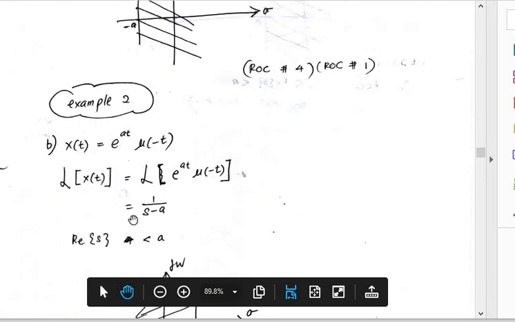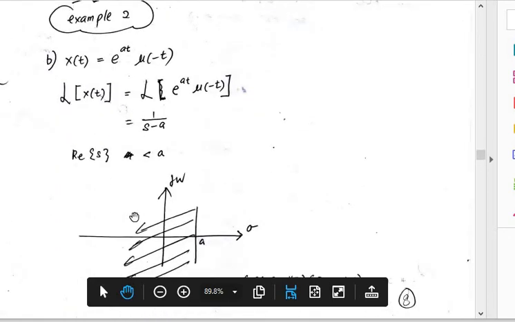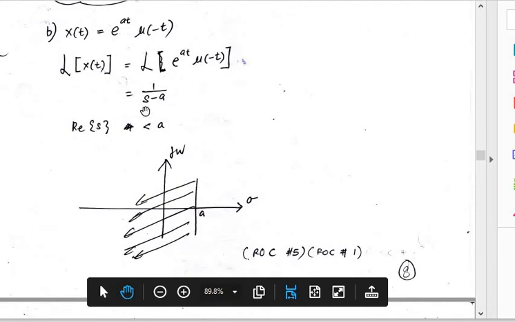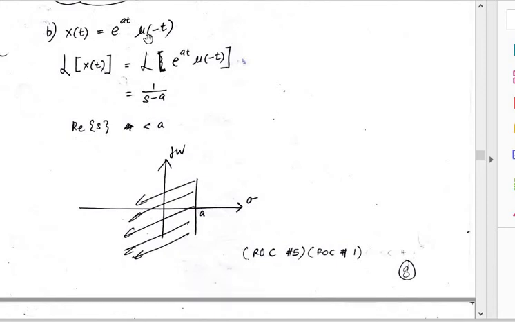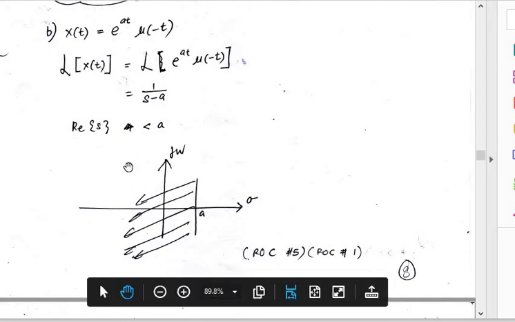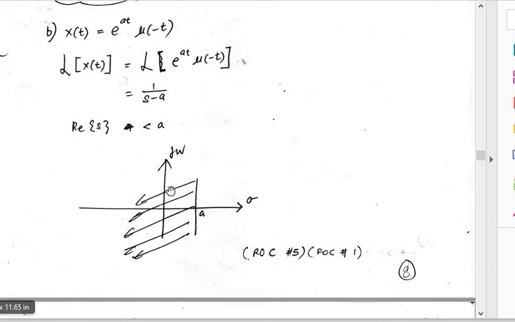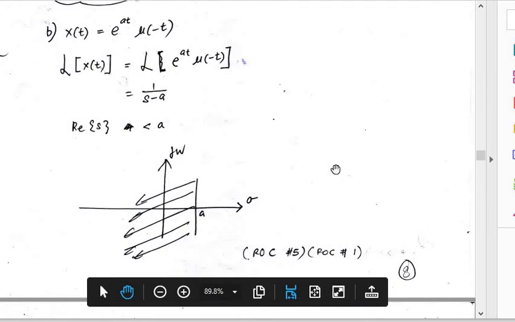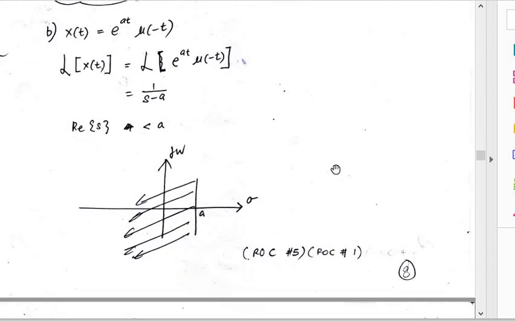Now let's look at the second example. Just now it was u(t), and now it is u(-t). So u(-t) is a left-sided signal. For a left-sided signal, the ROC is at the left-hand side, so s is less than a. This is covered by ROC property 5 and also ROC property 1.